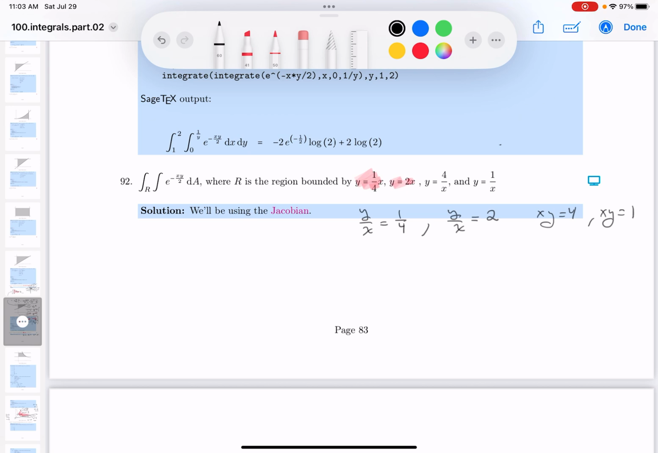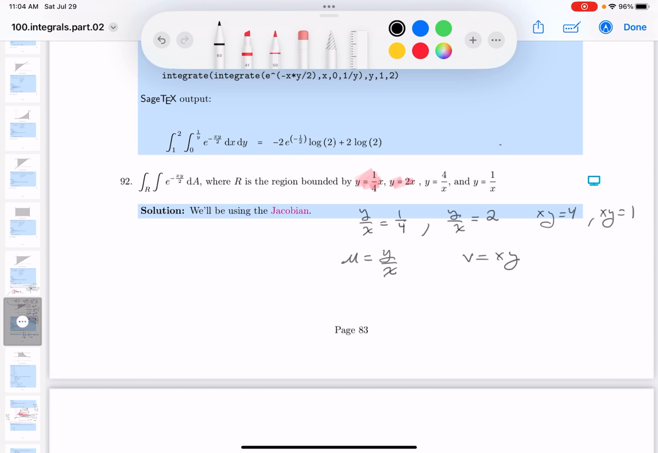Here comes the tough part. We really got to go from the xy's to some other letters. And I'm going to say u equals y over x. And I'm going to say v equals xy. All right. Let's take a look at this, see if we can figure it out. And again, we're going to use the Jacobian, so you do partial derivatives, all kinds of things like that. But let's not worry about that too much now.